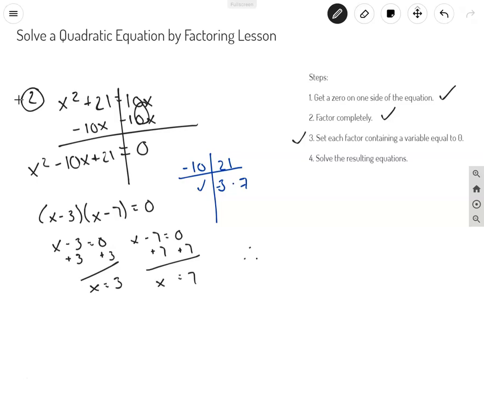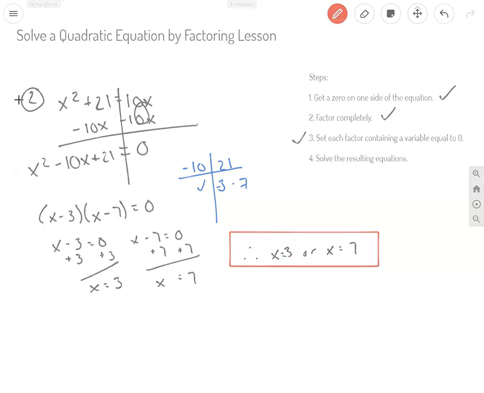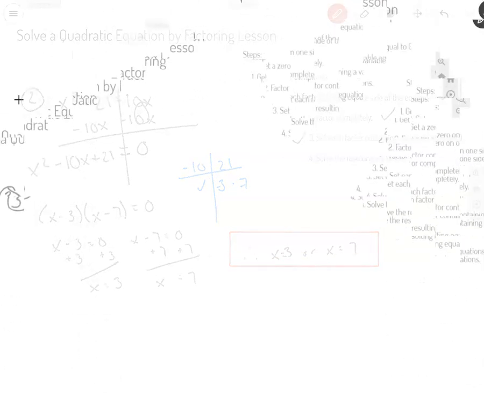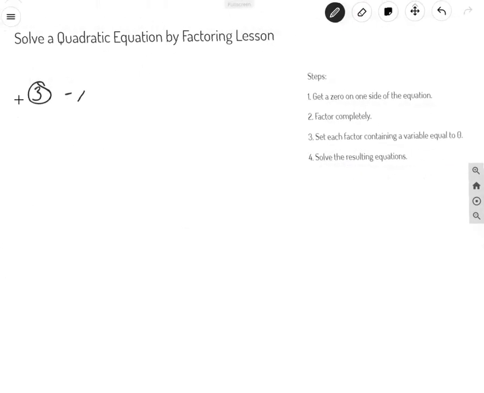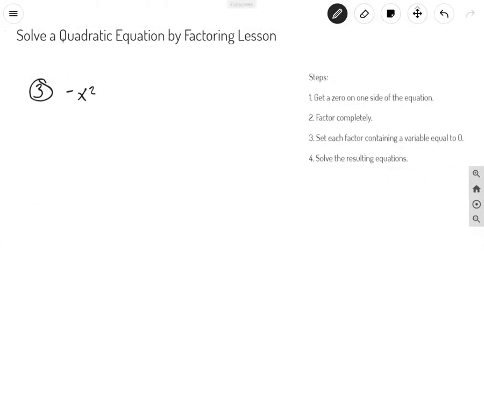So my final answer is x equals 3 or x equals 7. I need both though. And we got negative x squared minus 10x equals 25.